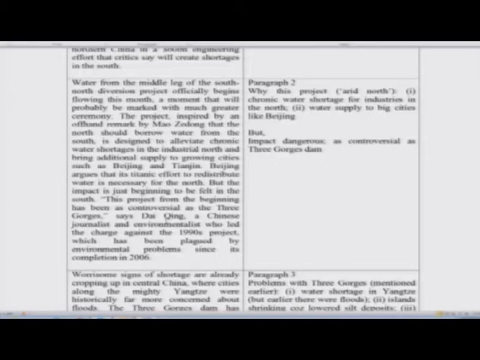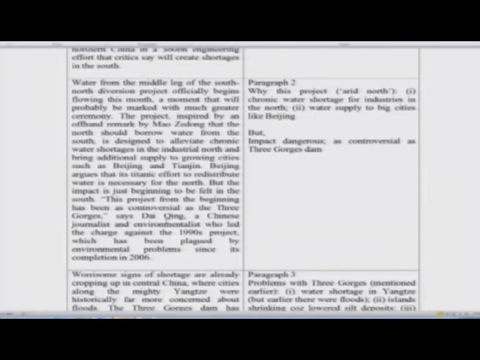Let us go to the second paragraph. Water from the middle leg of the south-north diversion project officially begins flowing this month, a moment that will probably be marked with much greater ceremony. The project, inspired by an offhand remark by Mao Zedong that the north should borrow water from the south, is designed to alleviate chronic water shortages in the industrial north and bring additional supply to growing cities such as Beijing and Tianjin.